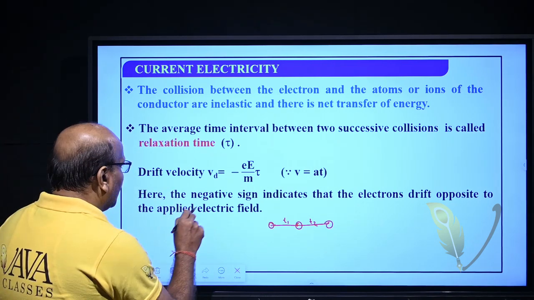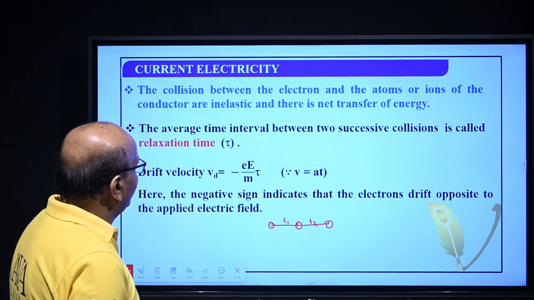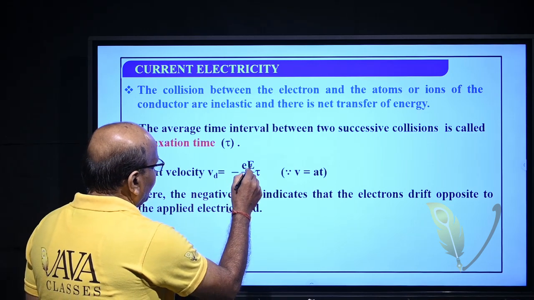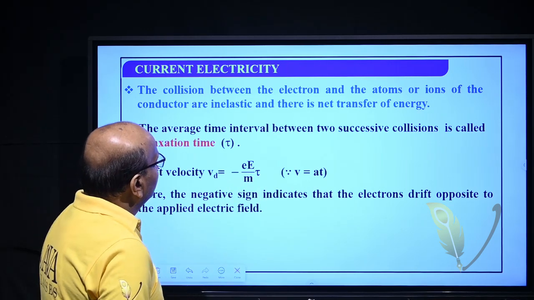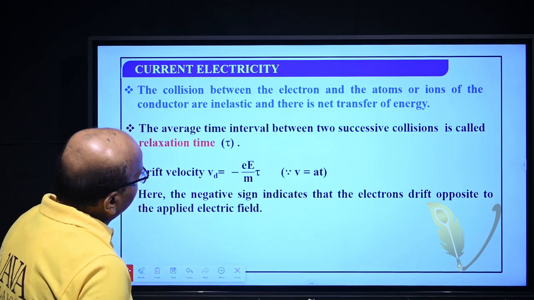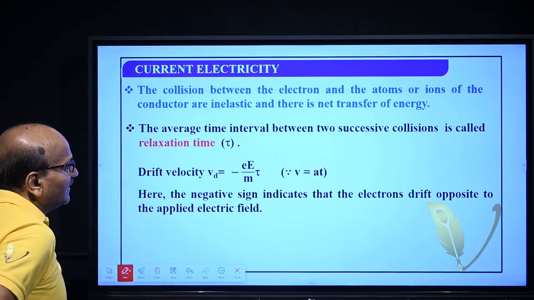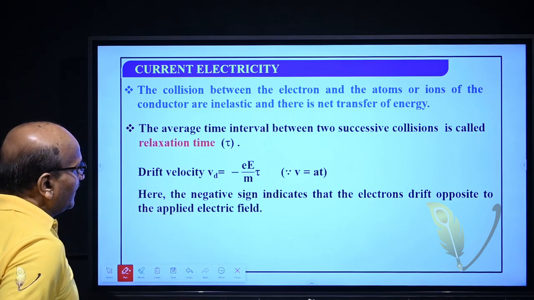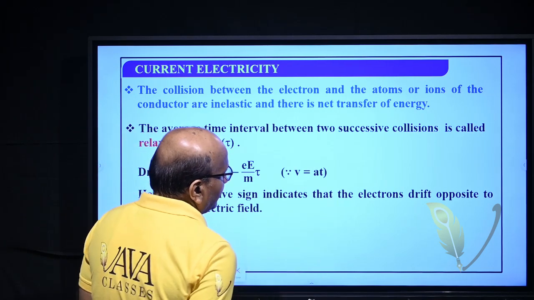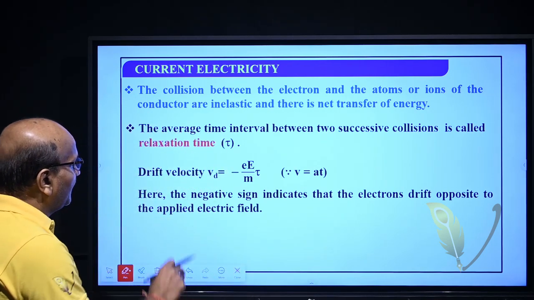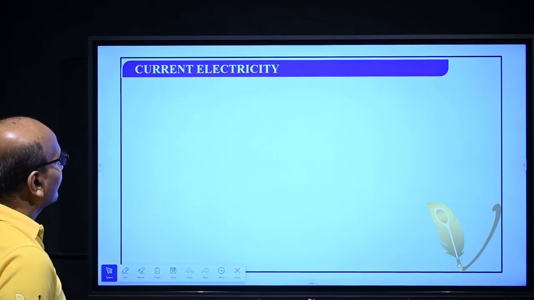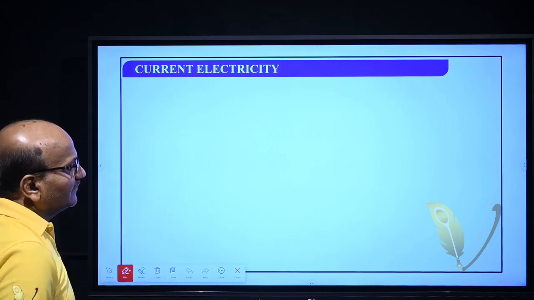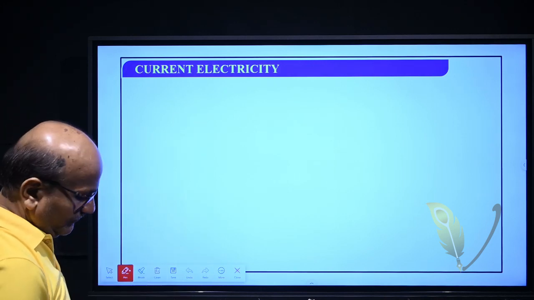Then the drift velocity of the electron, Vd, is equal to minus e E by m into tau. Here e is the electron charge, E is the electric field, m is the mass, and tau is the relaxation time. The negative sign indicates that the electrons drift opposite to the applied electric field. Now, you see how we derive drift velocity in a conductor.